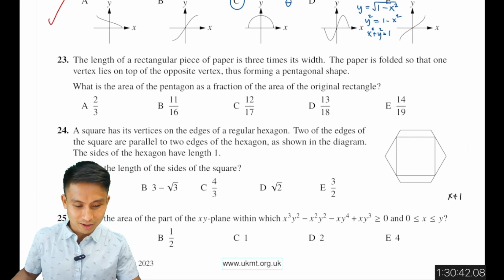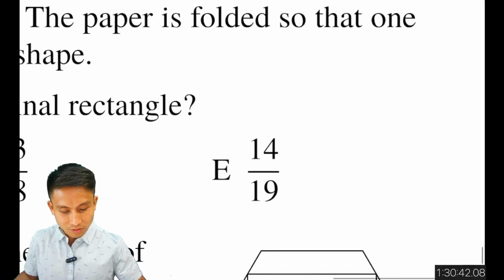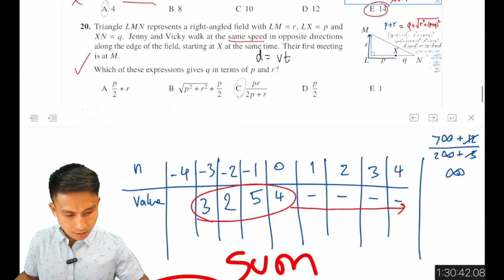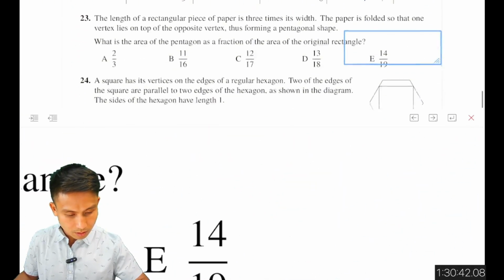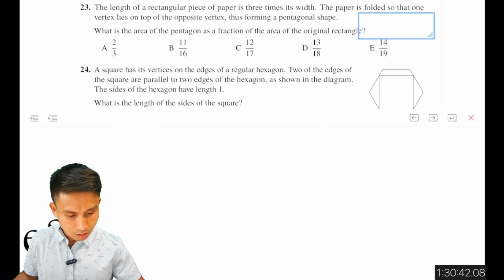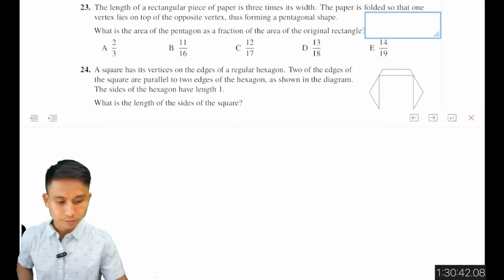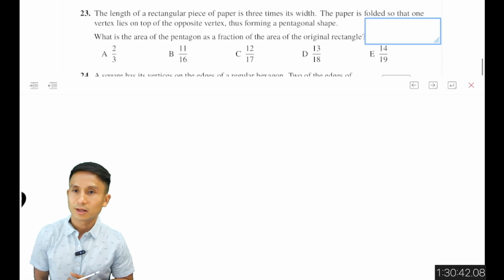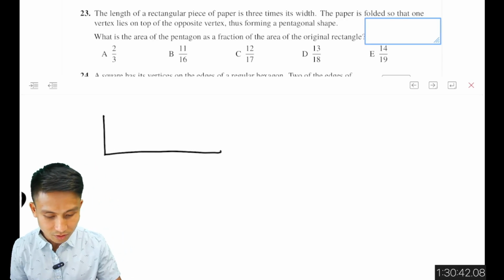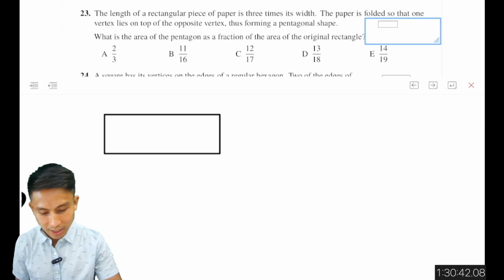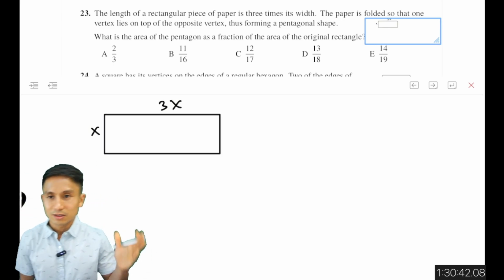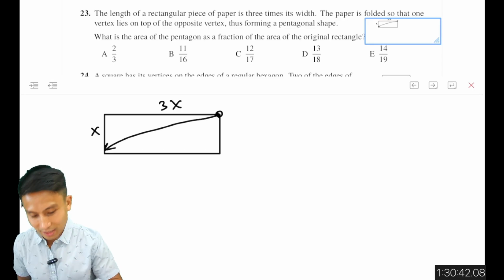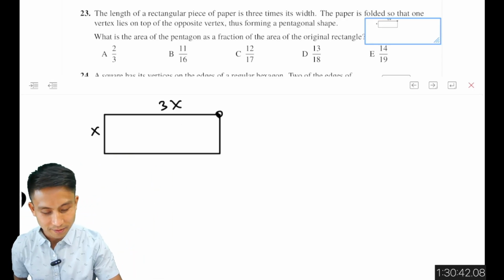So the folding question. Let me just zoom in around here. So let me use that area right there. Let's have a look at this one again. Number 23: the length of a rectangular piece. Again, we're just going to draw. So that's the rectangle, and then I have an X here, a 3X here. Now, to fold this so that you make a pentagonal shape is to fold this to that, vertex to vertex.